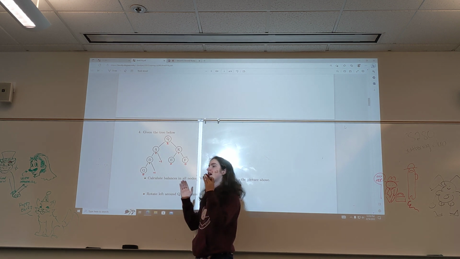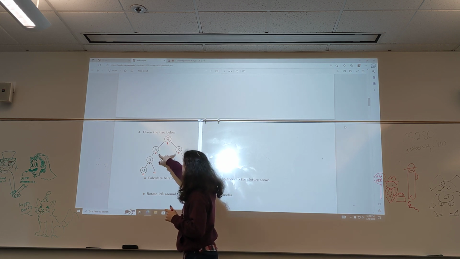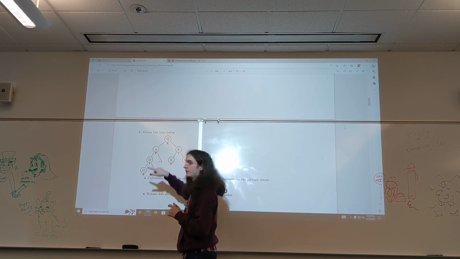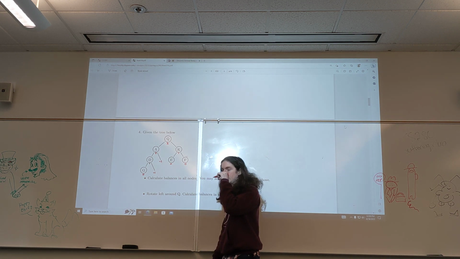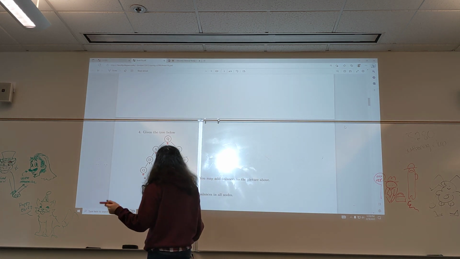And then it's the maximum of the children's heights. So this one, the maximum of the children's heights is 2, plus 1 is 3. That's how we define height of a node. And then balance is the difference between the heights.